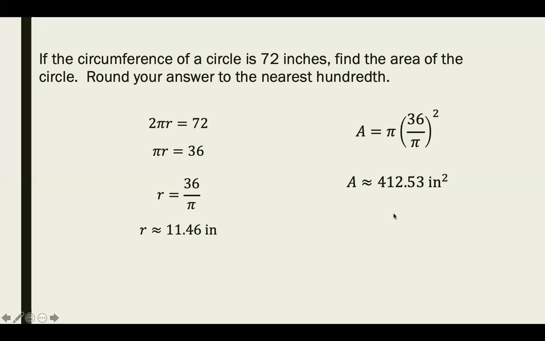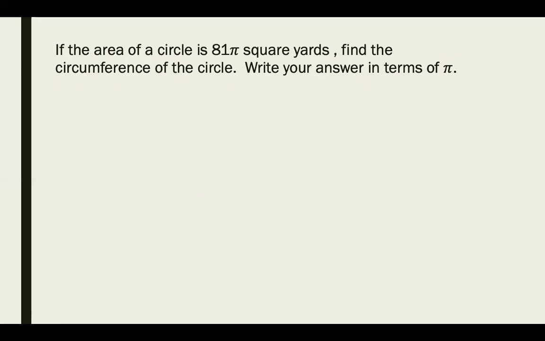We can do this the other way around. Let's say we're given the area, we can find the circumference. So in this case, we know the area is 81 pi. We want to find the circumference. So just like before, we can set this equal to our area formula. 81 pi equals pi r squared. And again, we're solving for r.